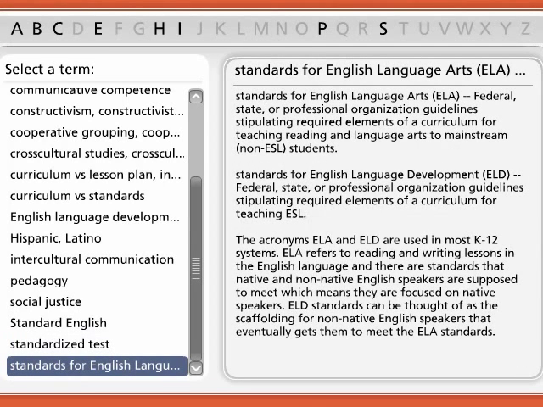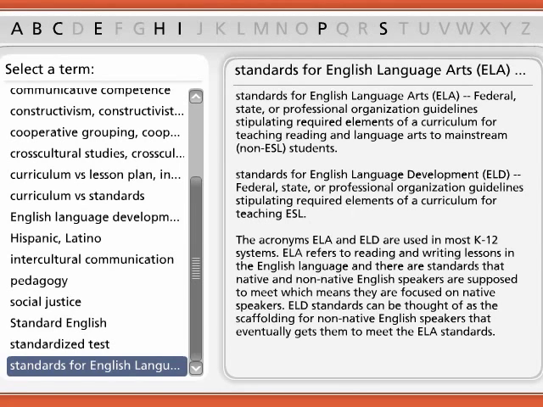Standards for English Language Arts, ELA, versus Standards for English Language Development, ELD. Standards for English Language Arts, ELA, are federal, state, or professional organization guidelines stipulating required elements of a curriculum for teaching reading and language arts to mainstream students, and mainstream students are really non-ESL students. However, ESL students are also expected eventually to meet the ELA standards.